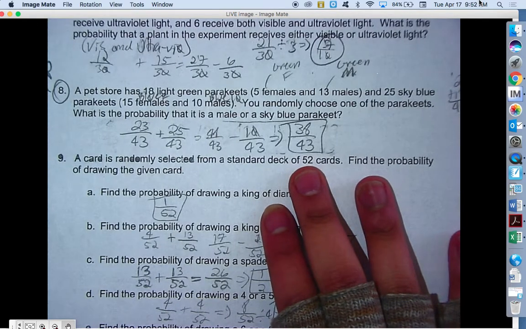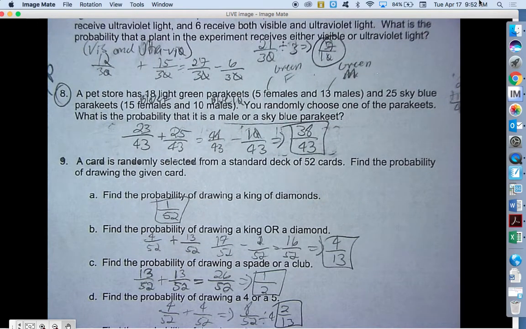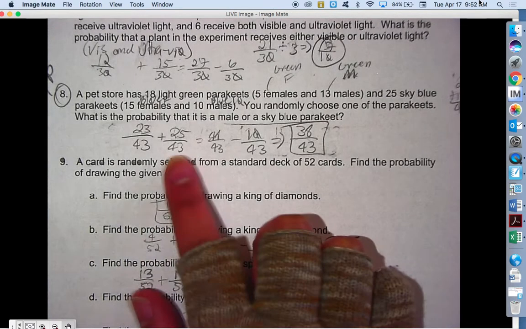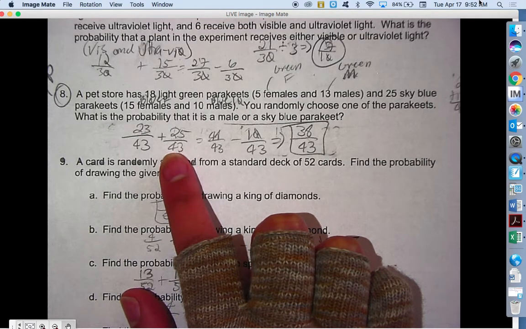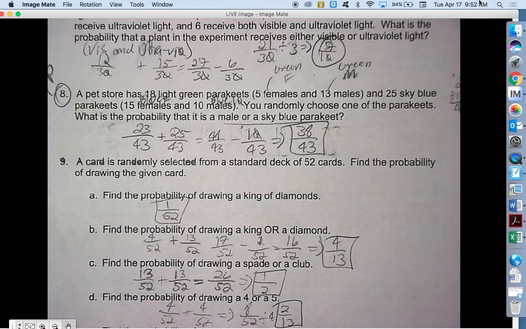You guys can see that? Oh, okay, cool. So the way I did it was I used the 25 blue parakeets, and I also used the 12 of the males, added them together to get 48 over 43. But then I subtracted the 10 male blue parakeets because it asked what's the probability of male or sky blue, and got 38 over 43. That's at least how I did it.